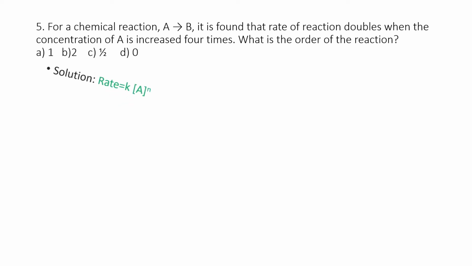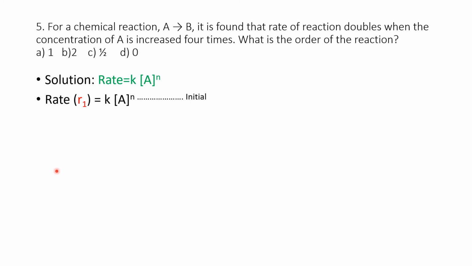What is the order? When the reaction doubles, this is the rate equation. Okay, A gives B, that is the rate equation. So we need to write the rate expression. Rate is equal to k A power n. This is the rate expression. Okay, so this is the rate expression. Initially we will take this as a rate expression.